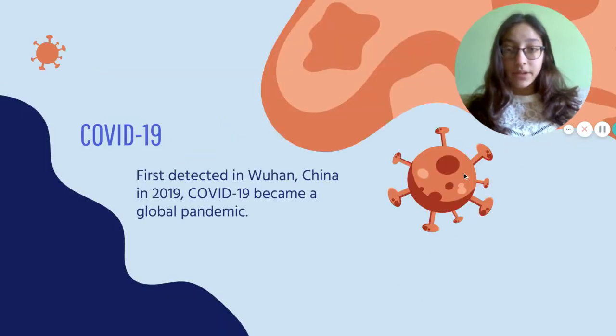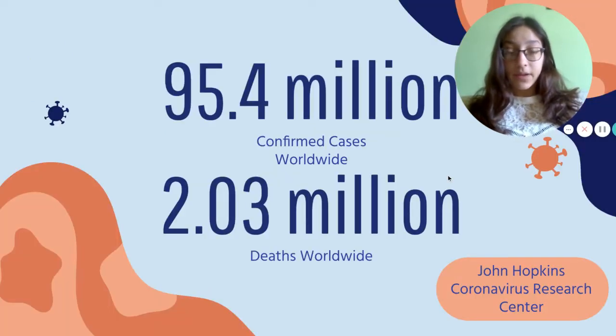Introduction. First detected in Wuhan, China in 2019, COVID-19 became a global pandemic, with 95.4 million cases and 2.03 million deaths worldwide. This data is from Johns Hopkins Coronavirus Research Center and is updated as of January 18, 2021.